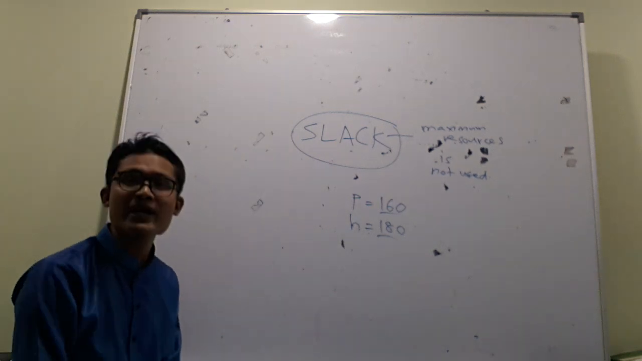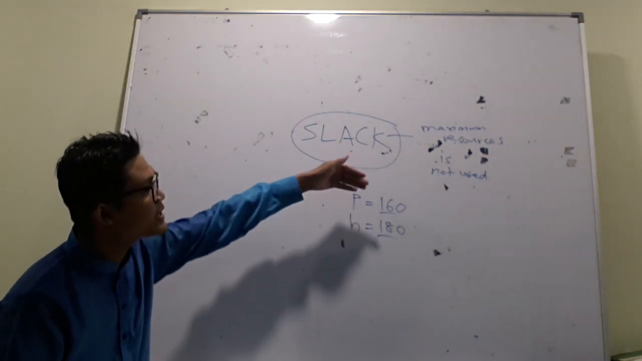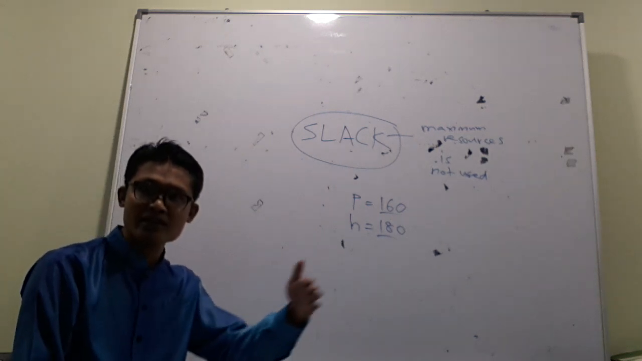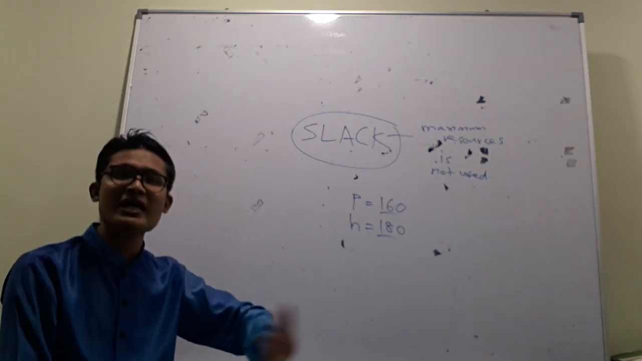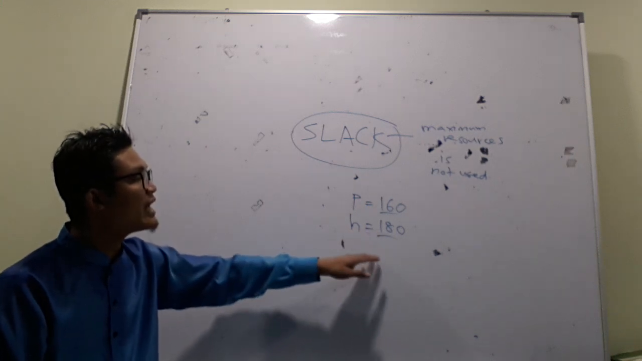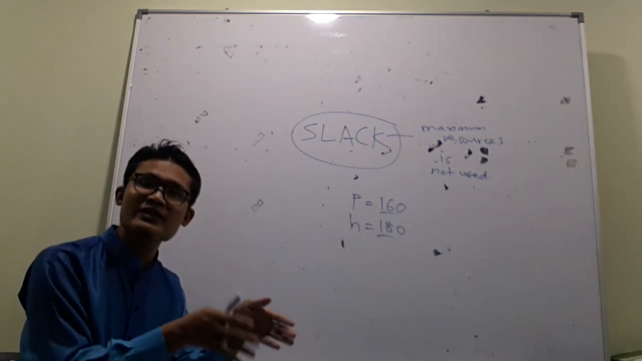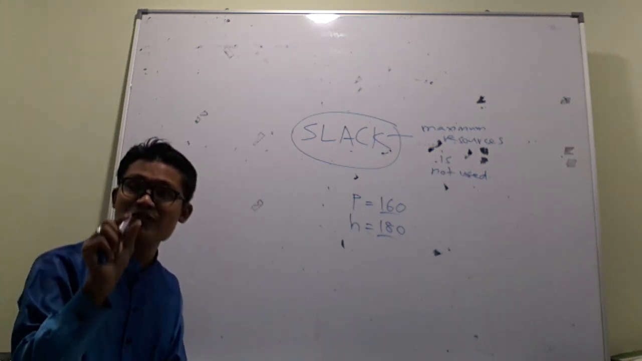Therefore, you would expect that when we produce 160 purses and 180 handbags, we will have some cotton unused, right? Some of it is left because there is not enough leather and labor to produce more purses and handbags. Therefore, there will be some cotton that you will not be able to use, and that is your slack.